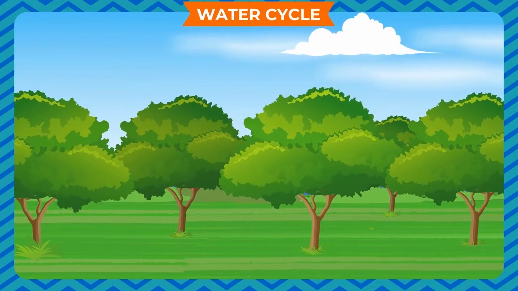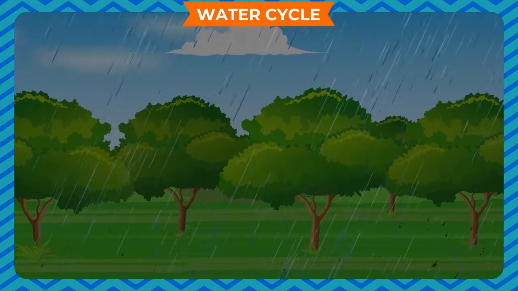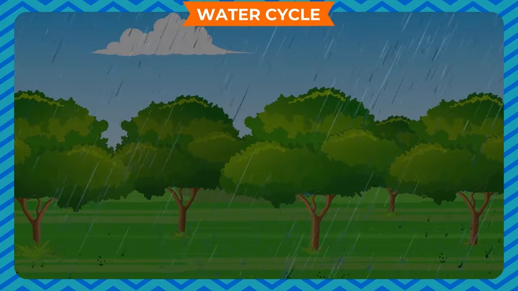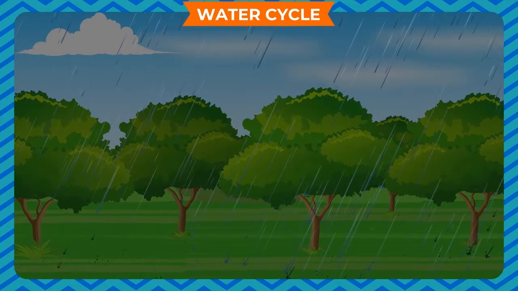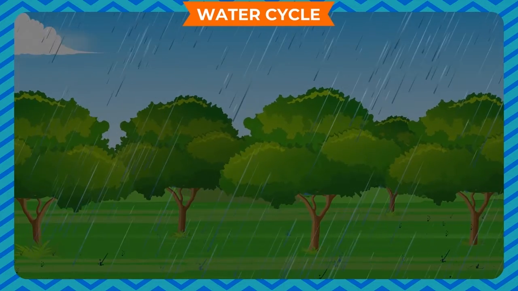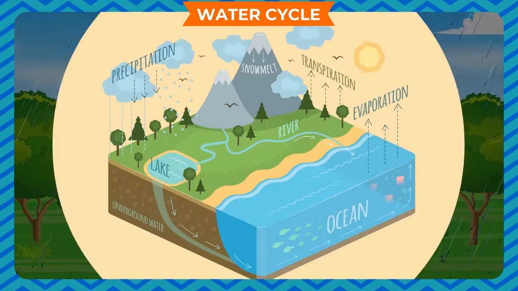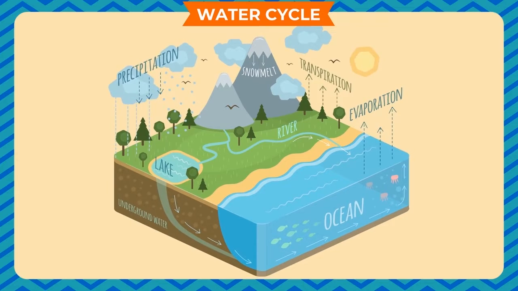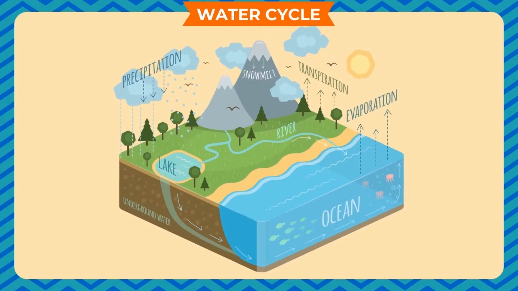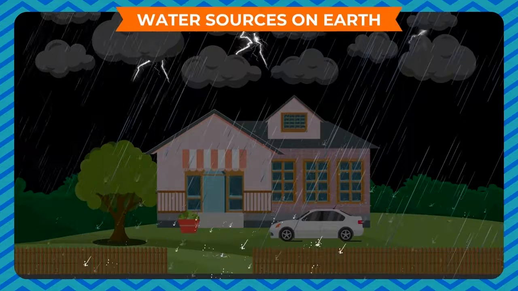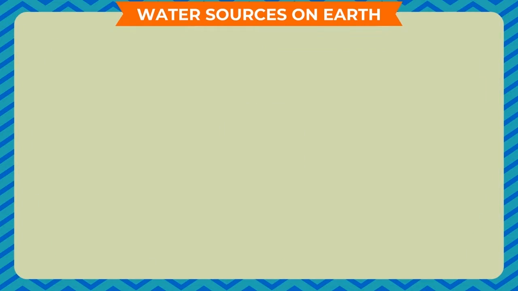Water droplets join together and form heavier drops in the clouds. These drops fall back on the ground as rain. This process goes on repeatedly. This cycle of repeated change of water into different forms and again back into water is known as the water cycle.